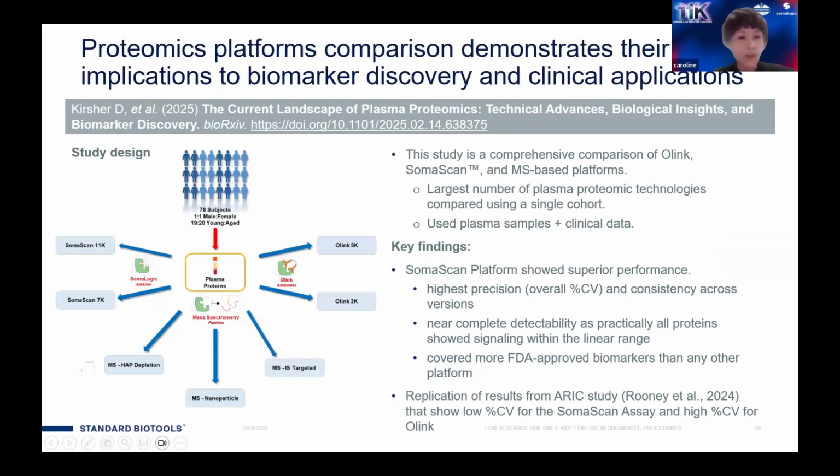So this year, in February, another large platform comparison was published by a company called Alkahurst. They looked at not just the affinity-based proteomic platforms, the SomaScan and the Olink assay, but also included 3 different mass spec platforms, and did a platform comparison between the commonly used proteomic platforms in the industry.